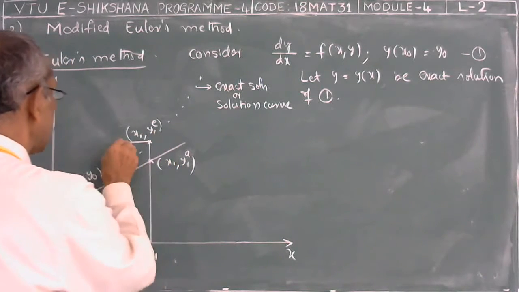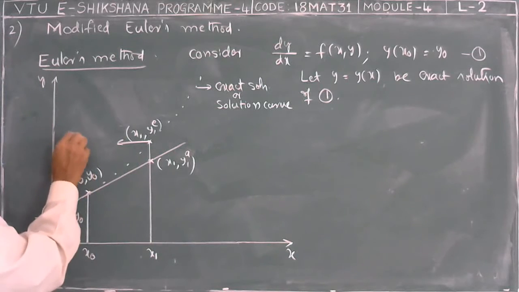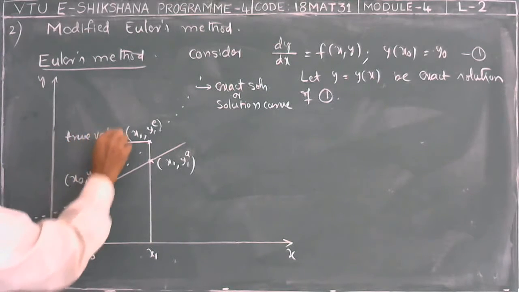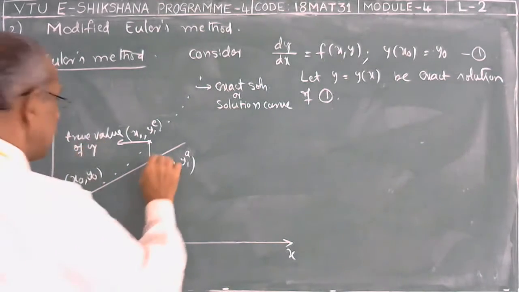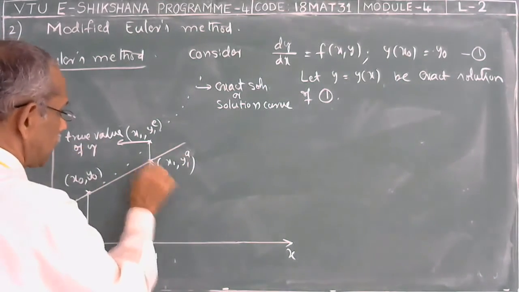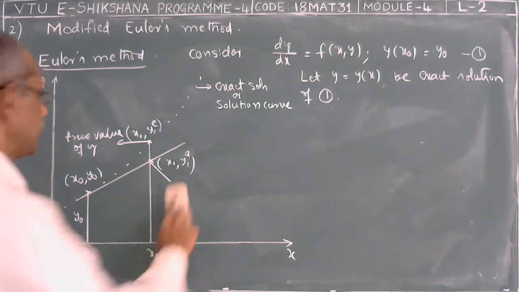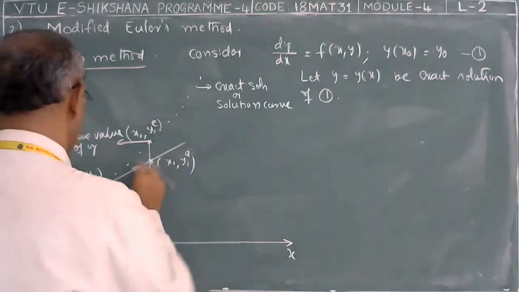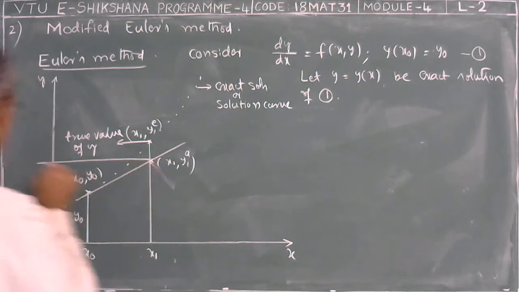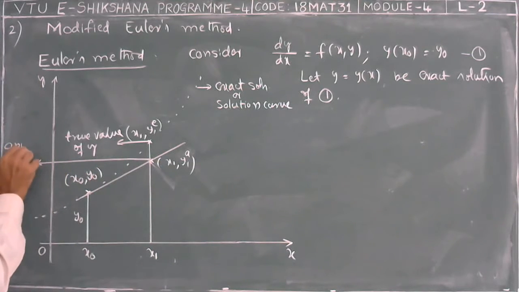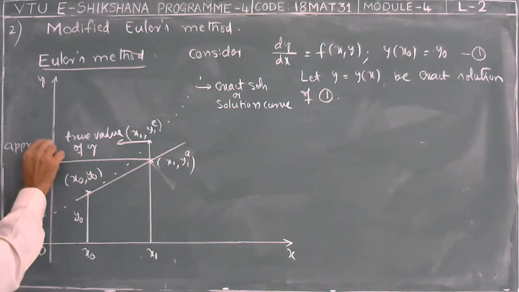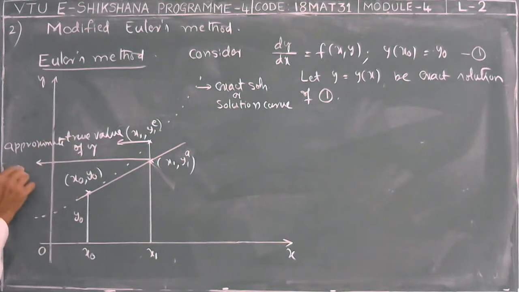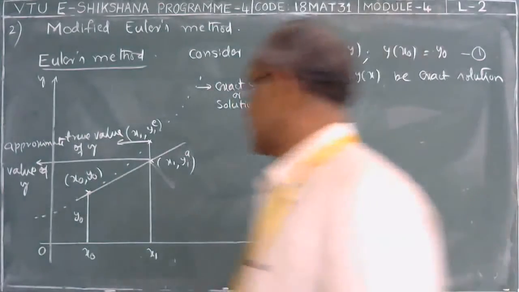That is, the true value of y, and this is the approximate value of y.